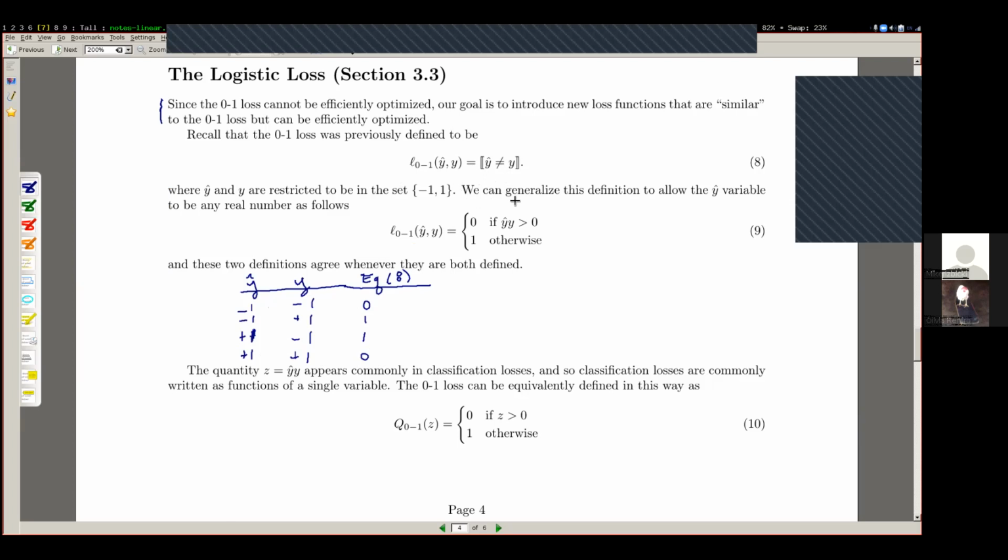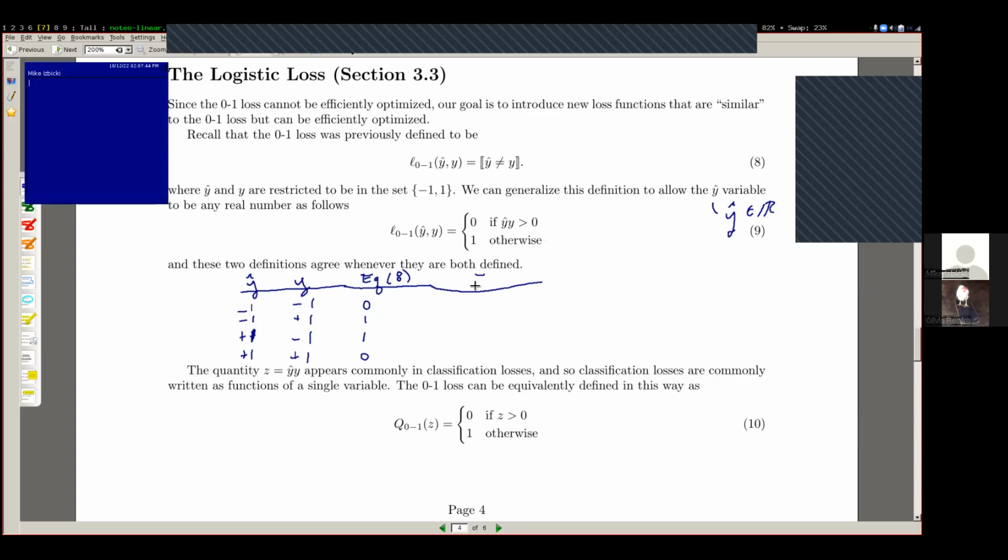What we're going to do, though, is we're going to generalize the definition of our loss function a little bit so that the y hat value in particular can take any real number. So we allow y hat right here to be any real number instead of just -1 and 1. And we want to do that in a way where our new function agrees with our old function everywhere that the old function is defined. And this particular function right here satisfies that.